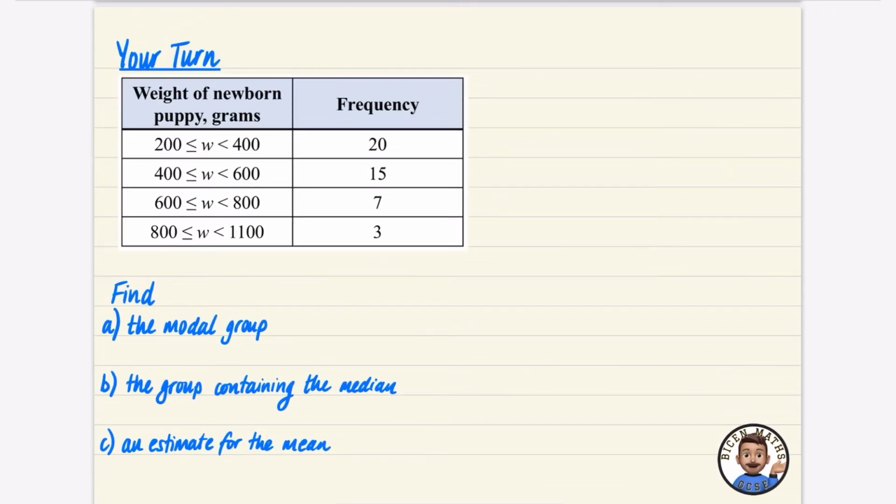First of all, the modal group is the one with the highest frequency, which is obviously this top group that we've got here. So the modal group, or the modal class interval, is 200 to 400 grams for the weight of a newborn puppy.